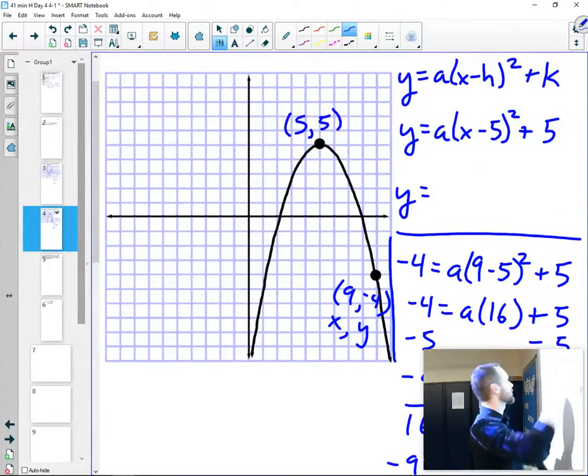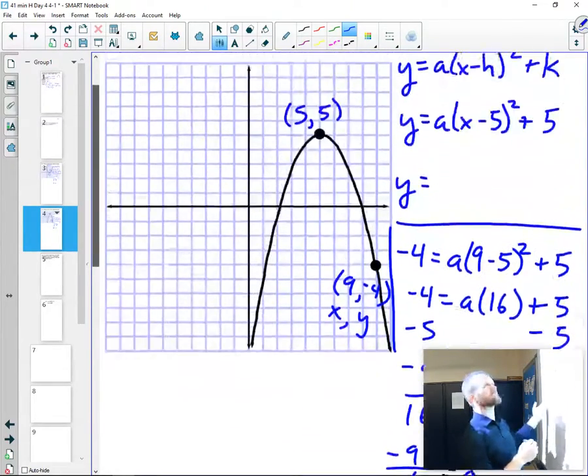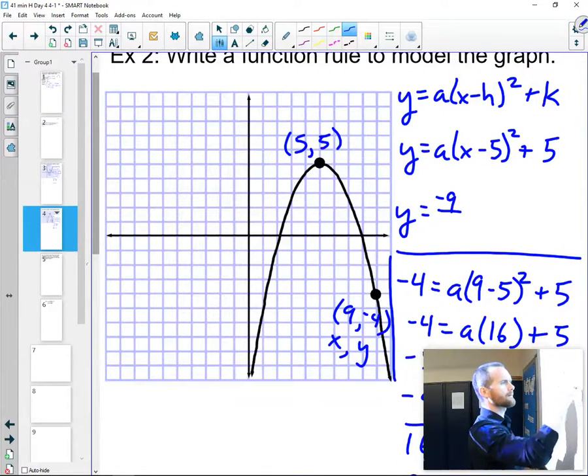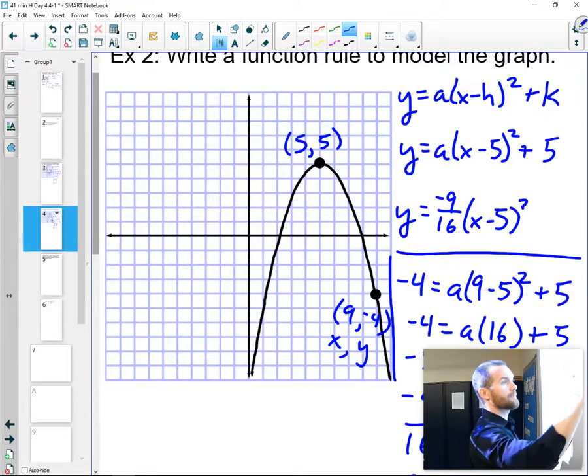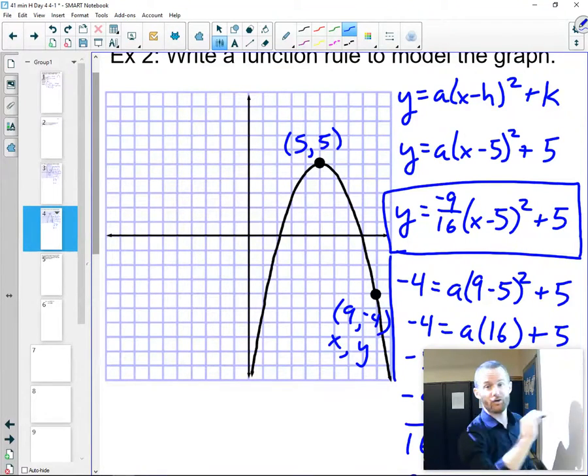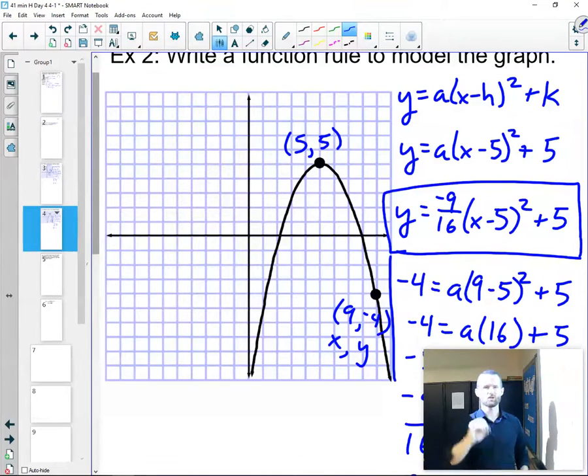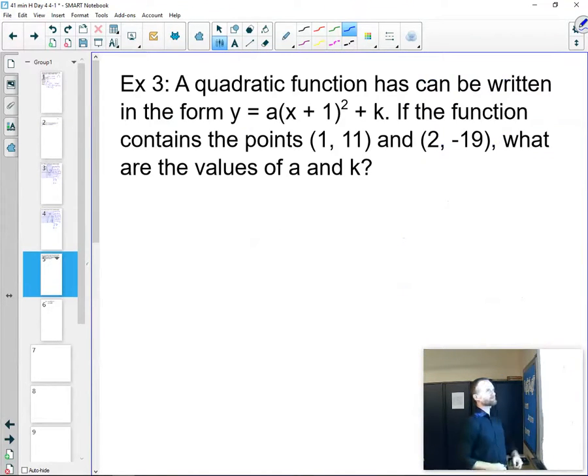So it becomes y equals negative 9/16, was it? Yeah, negative 9/16 times, then we just copy the rest. (x minus 5) squared plus 5, and that is our final answer for example 2. Just one more example to do in this video.